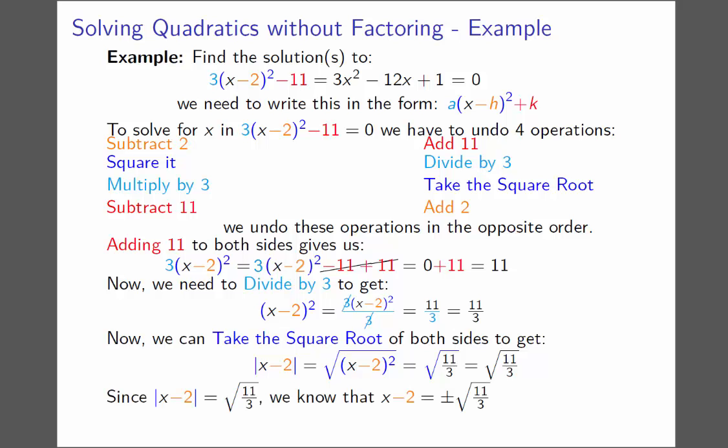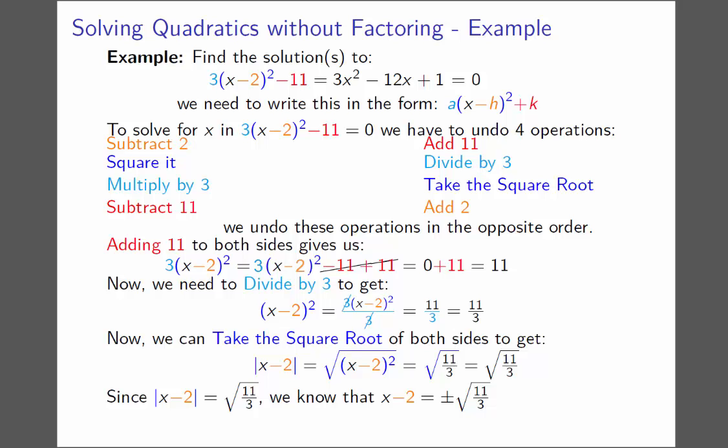And now because we know the absolute value of x minus 2 is the square root of 11 thirds, we know that x minus 2 itself must either be the positive or negative of the square root of 11 thirds. Notice we're doing the same thing, even if the right-hand side is a much messier number than our last example.